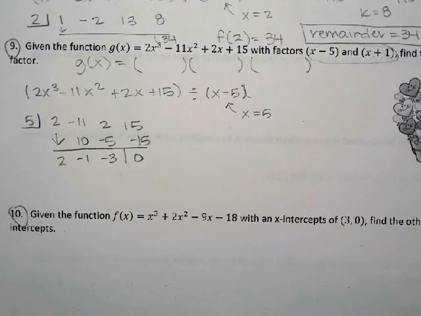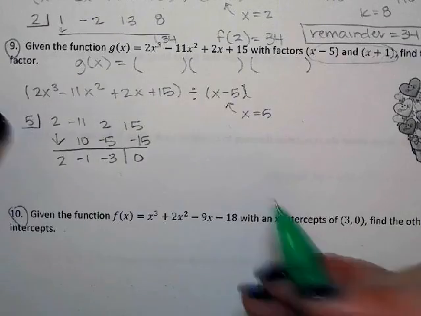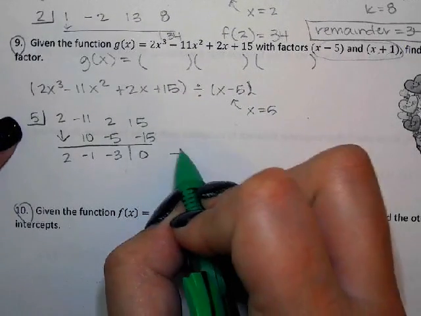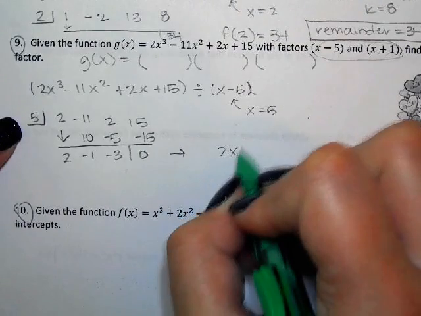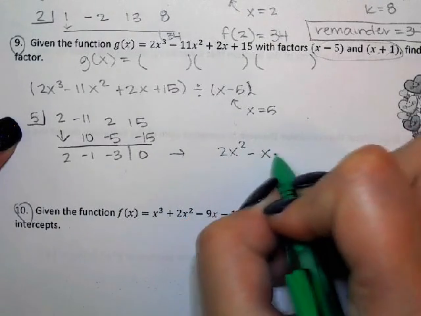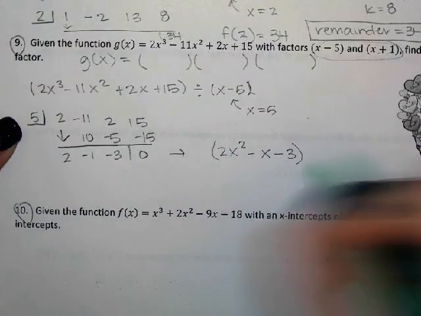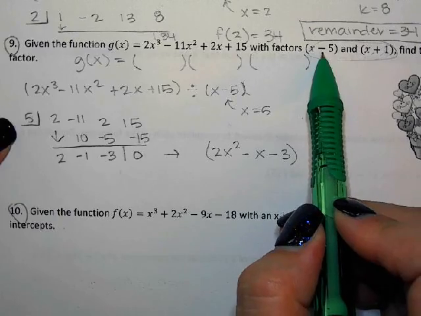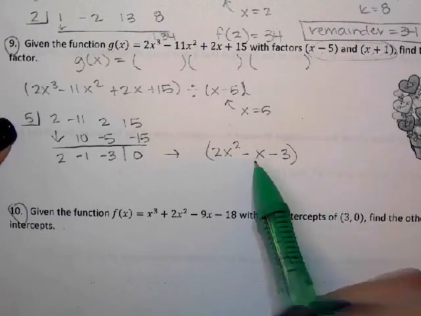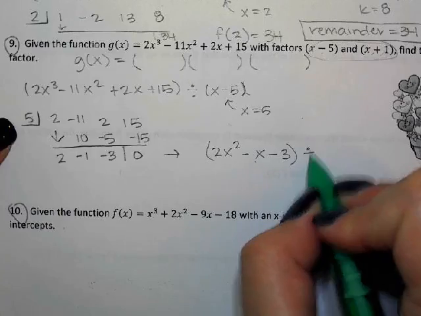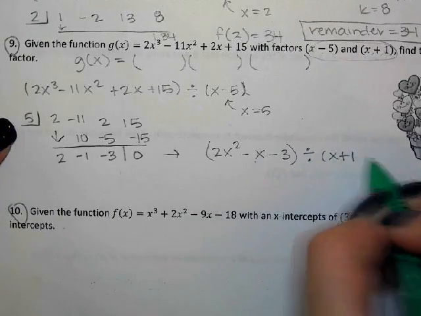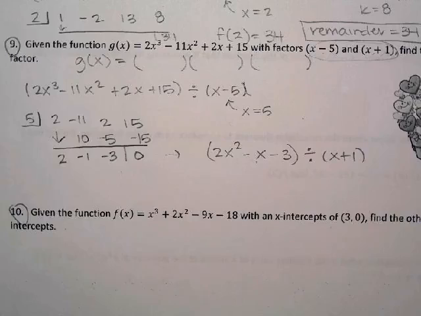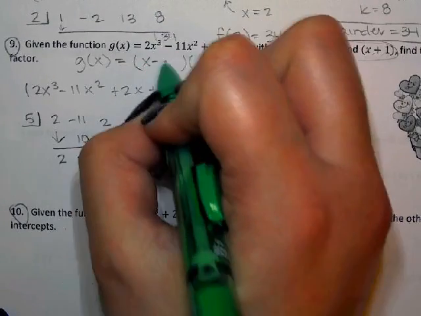Okay? So what I have now is 2x squared minus x minus 3. So I'm going to take this result. When I took this and divided it by x minus 5, I got this as an answer, and I'm going to continue to divide. I'm going to take this and divide by x plus 1. When I divide by x plus 1, it's going to help me further break it down to find that last factor. So I know my first factor is x minus 5. My second factor is x plus 1.